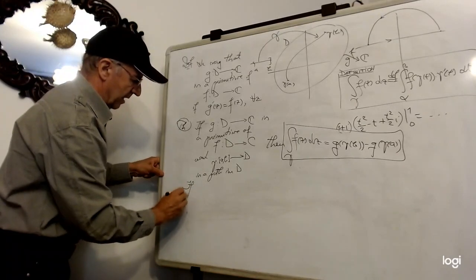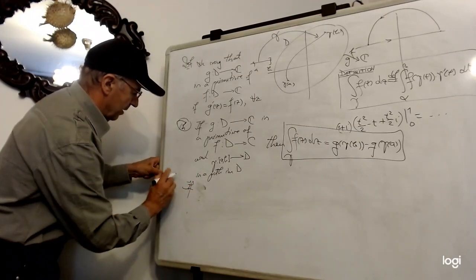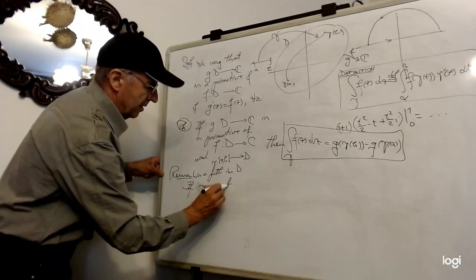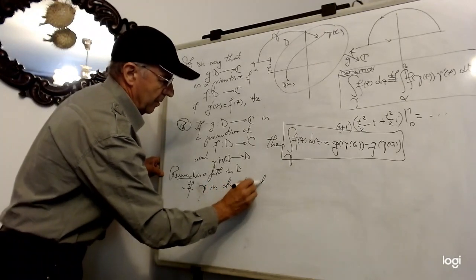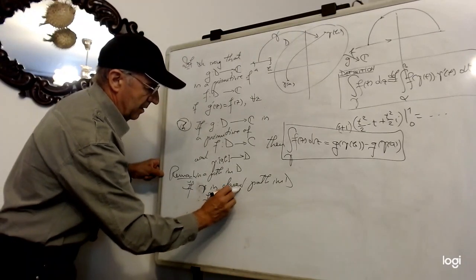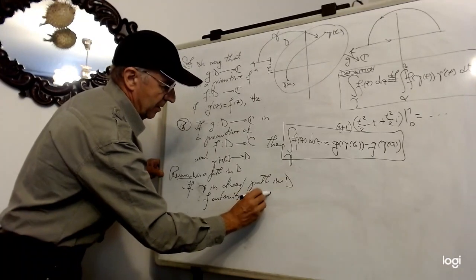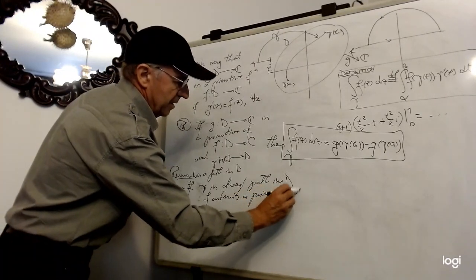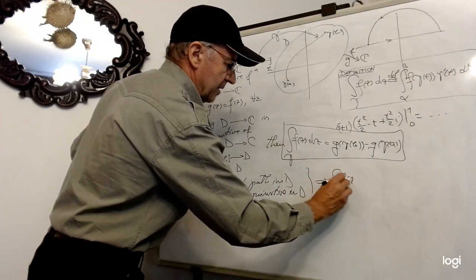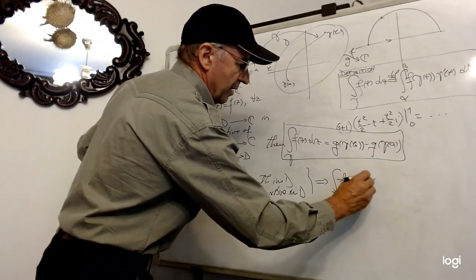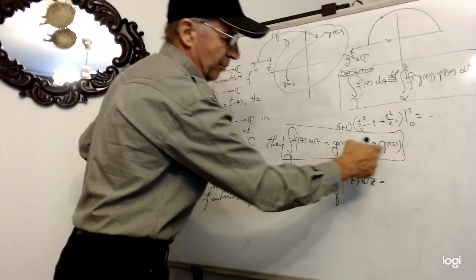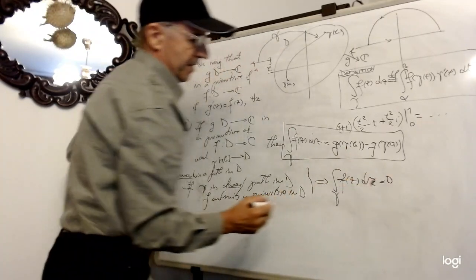Remark: if gamma is a closed path in D and f admits a primitive in D, then the integral along gamma of f of z dz will be, for a closed path, the starting point is the same, and then this is evidently 0.